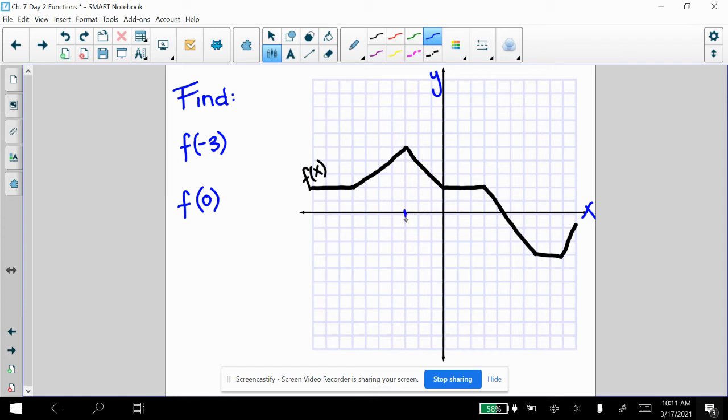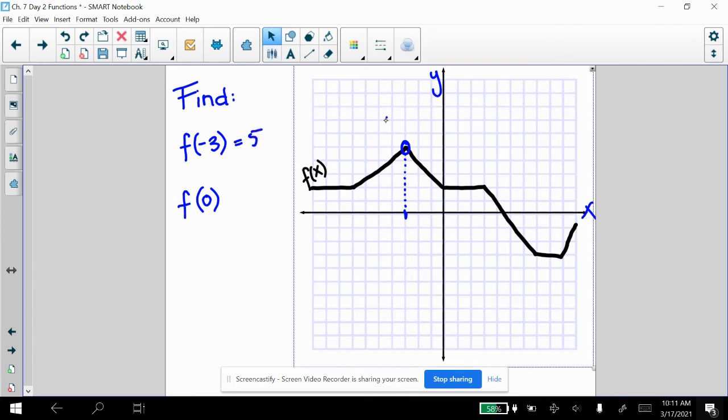1, 2, 3. Here's f of negative 3. And I'm going to plot up to where it crosses. It crosses right here. And so I want to find what is the y value, what's my output if I have an x of negative 3. And that is positive 5. Because you can see that this point right here is negative 3 comma 5. When I plug in x, I get out y.